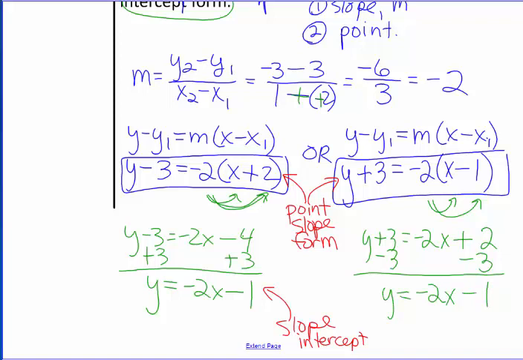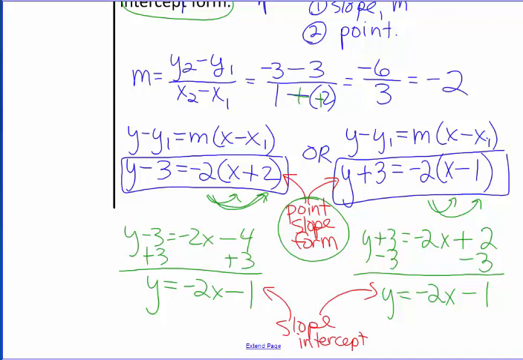Hopefully you recognize that we get the exact same slope-intercept form both times, which then verifies that both of these original point slope forms are the same equation. Okay, just different numbers have been plugged in, but when you rewrite them, they are the exact same equation. They both equal y equals negative 2x minus 1.